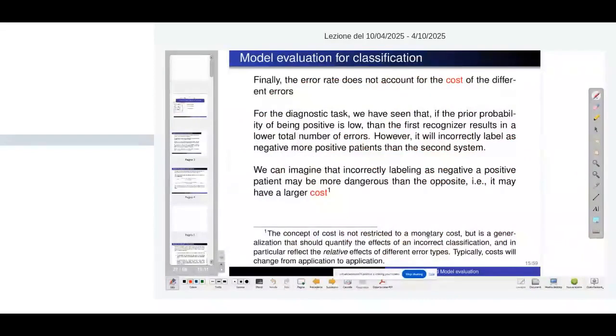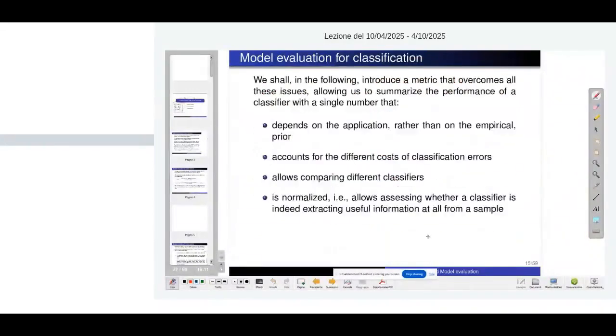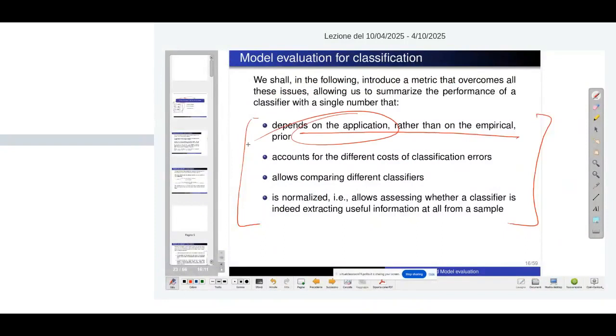Okay, here we set everything. Now, of course, the method that we will find depends on the application prior. We already have intuitively said how. Essentially, we will simulate a dataset that has the application prior as prior by keeping fixed the per class error rates and changing the prior of the different classes. We will also introduce costs.